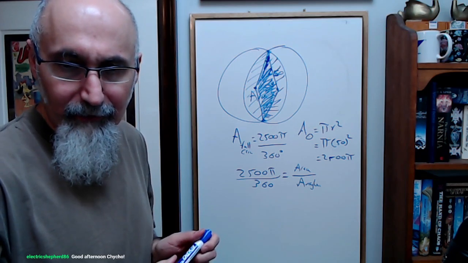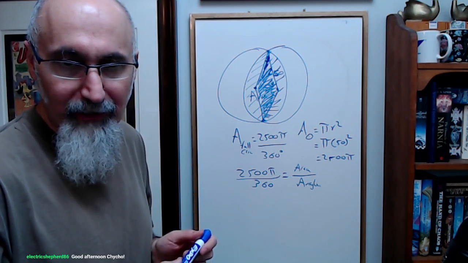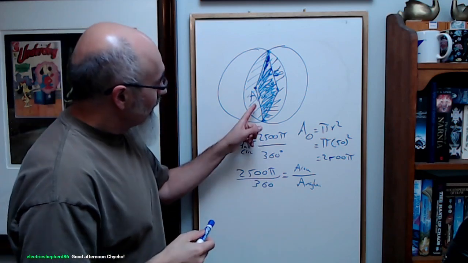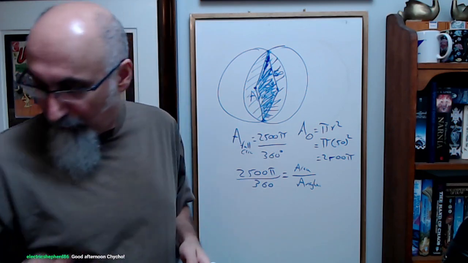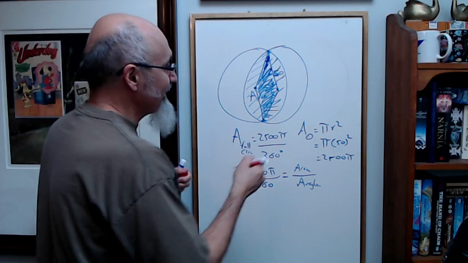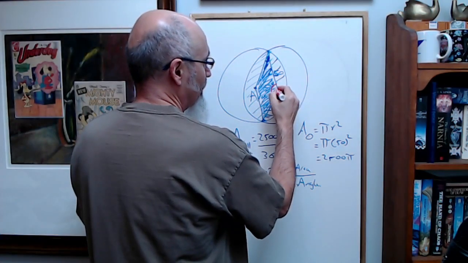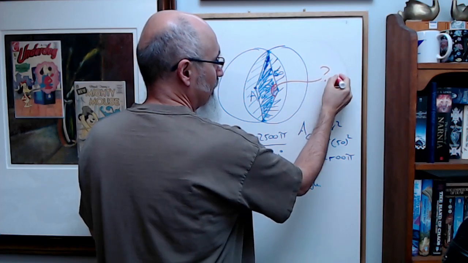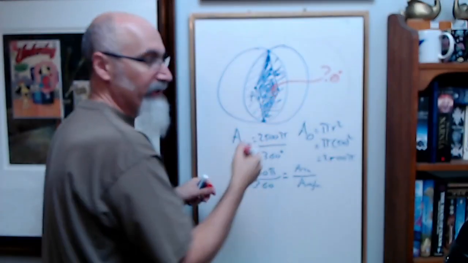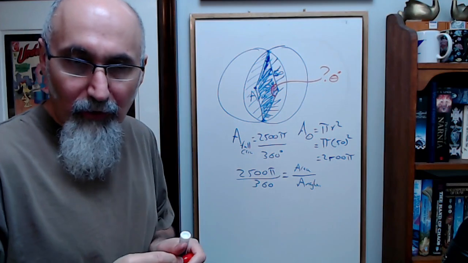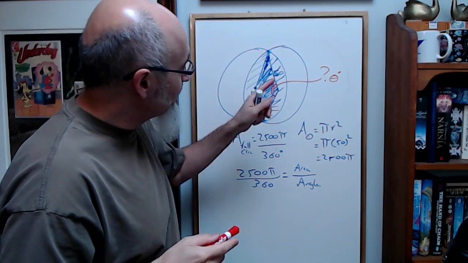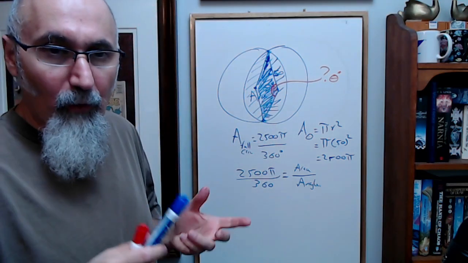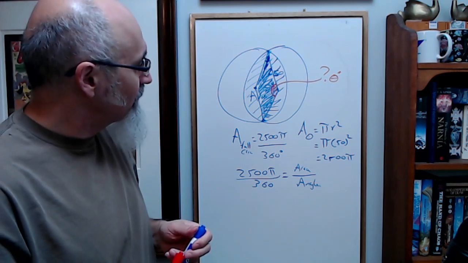Right? Good afternoon, Electric Shepherd. So the question for us right now is, what is this angle? If we know this angle, right, we can do this. So our main problem is to find out what that angle is. What is that angle? Let's check it out.